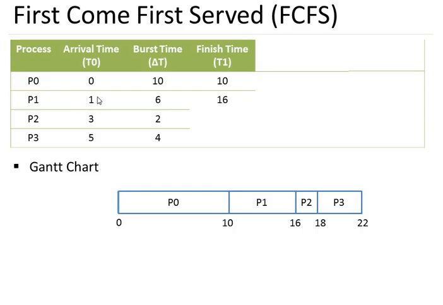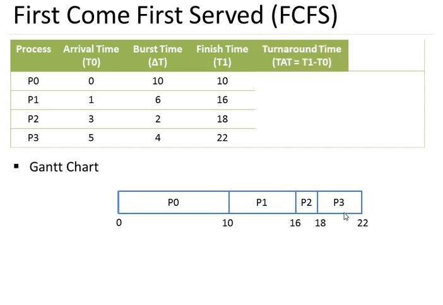You can see it arrives at 1 and it requires 6 units. So over here, once process P0 completed, P1 gets the CPU for its execution, and at 16 it will be finished. So this is the completion time of process P1. After that P2. From the chart, P2 completed at 18, and after that process P3, which completes its execution at 22.